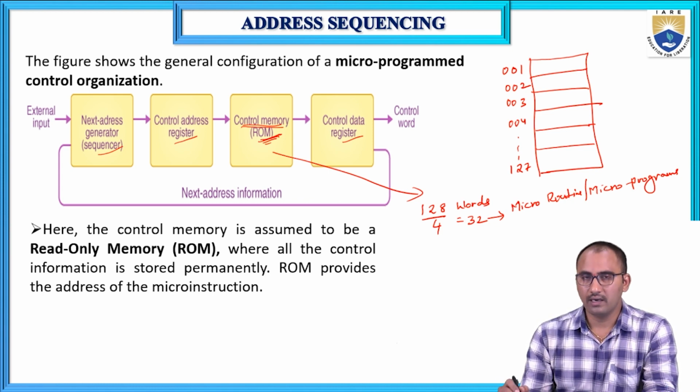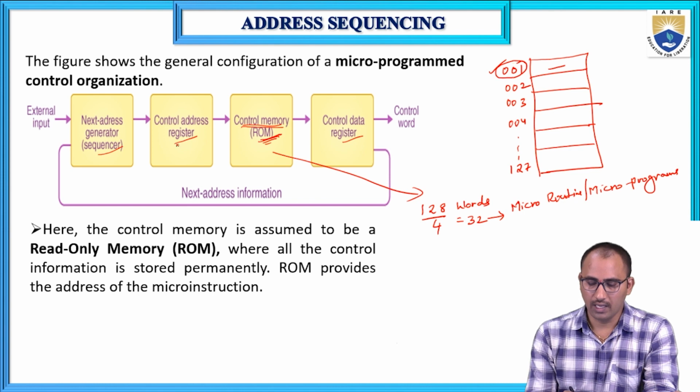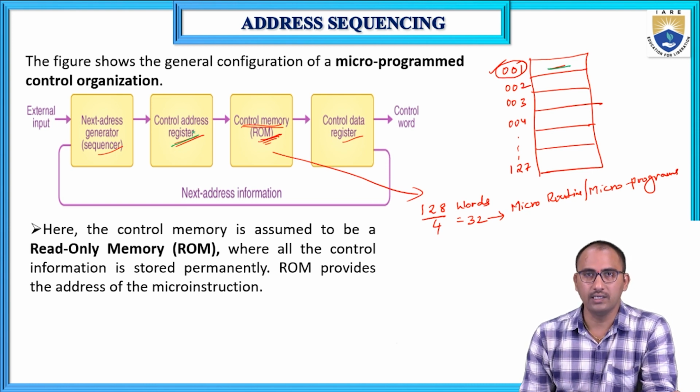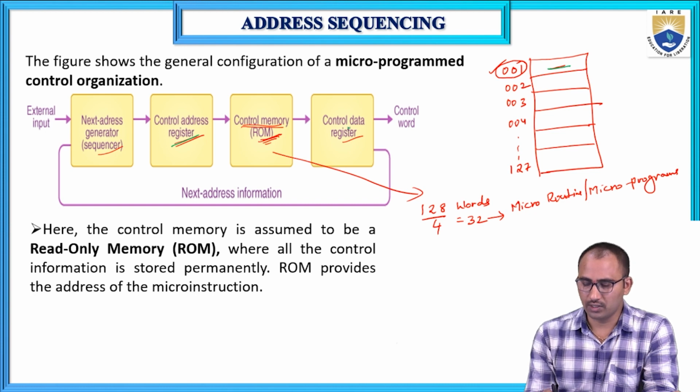So when the CPU is executing the micro instruction in the first address, that address will be stored in the control address register. The present micro instruction address will be stored in the control address register. And next, the control data register: the micro instruction which is stored in the memory location will be stored in the control data register.